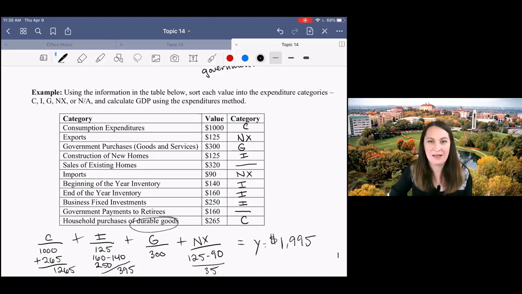On the next page, we're going to go through an example of calculating real and nominal GDP using a different method. So I'll see you in the next video for that.